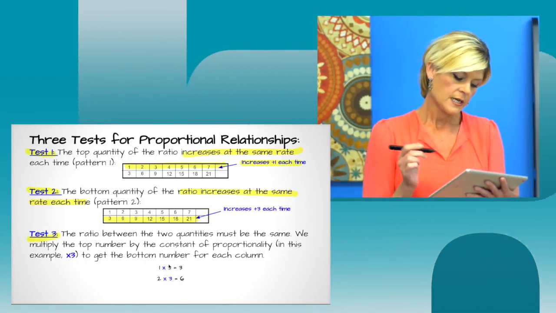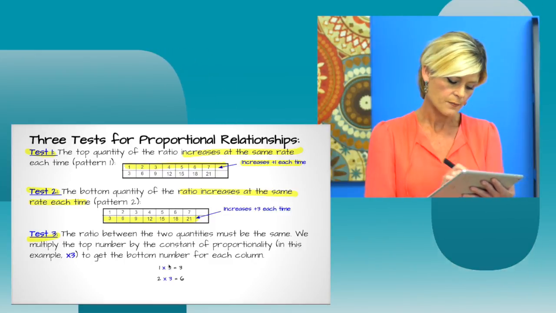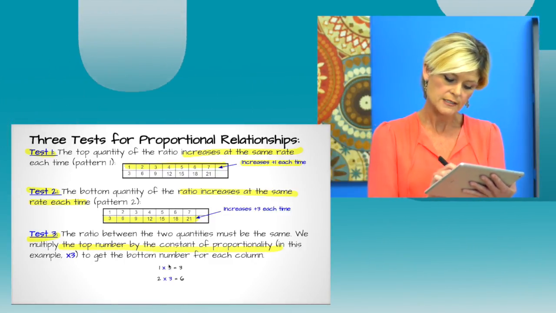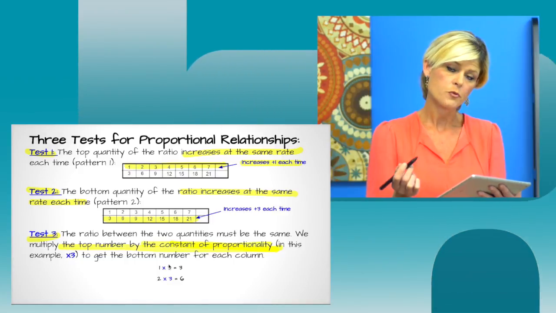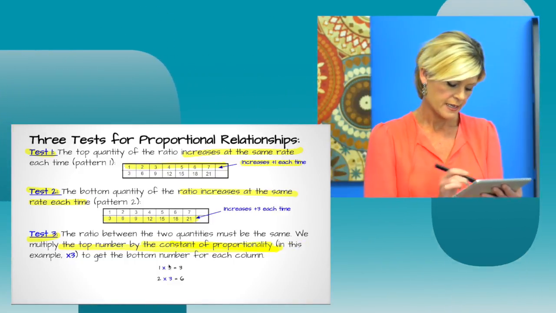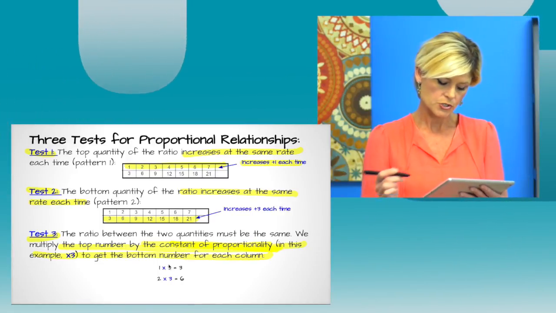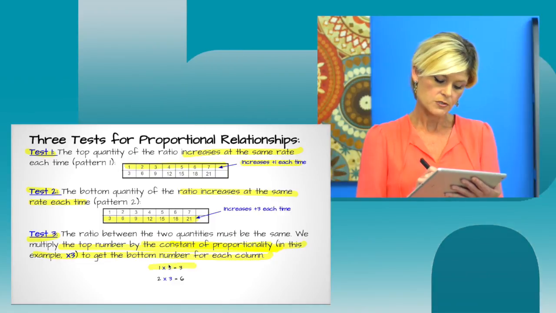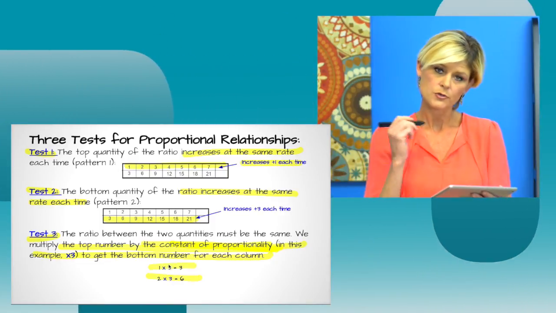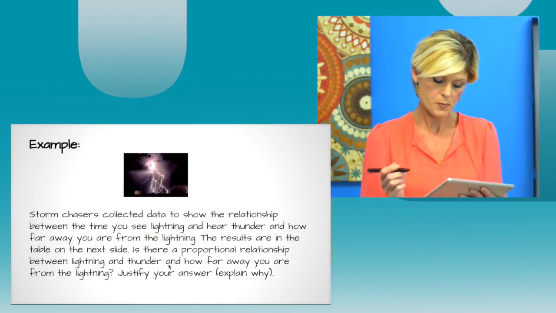And test 3 is that the relationship between the two quantities must be the same. We multiply the top number by the constant of proportionality. Remember, the constant of proportionality is the numerator in our unit rate. In this example, it was times 3 to get the bottom number for each column. So 1 times 3 is 3, 2 times 3 is 6, and so on and so forth. So those are our 3 tests. Let's take a look at an example.